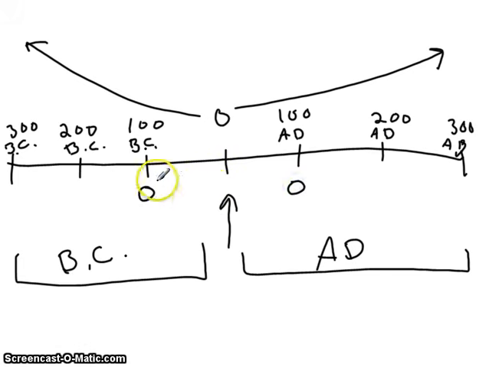Okay, so if I was born in 100 BC, and let's say I die in 100 AD, I've actually lived 200 years. Because from 100 BC to 0, the space is 100 years, and then from 0 to 100 AD is another 100 years. So that's where things can get confusing.